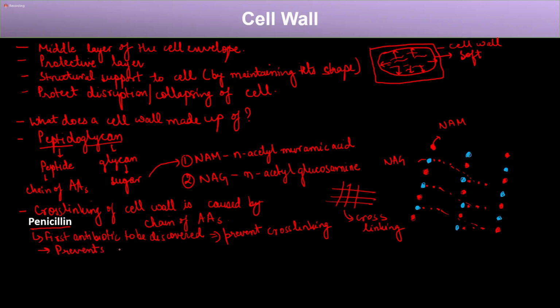It prevents cell wall formation, right? So we can say that if someone has a bacterial infection, we can give them penicillin because the penicillin will prevent the cell wall formation and hence the bacteria will die.